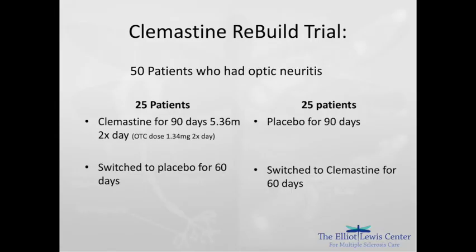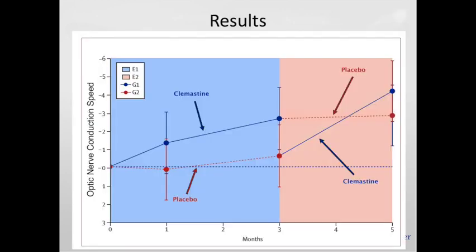This clemastine trial was a small number of patients, and they looked at how much you could improve the conduction through the optic nerve by giving clemastine for 90 days, and it looked like it did actually make a difference, but it was a small difference. It increased nerve conduction in the optic nerve by 4 milliseconds, which probably isn't clinically relevant.